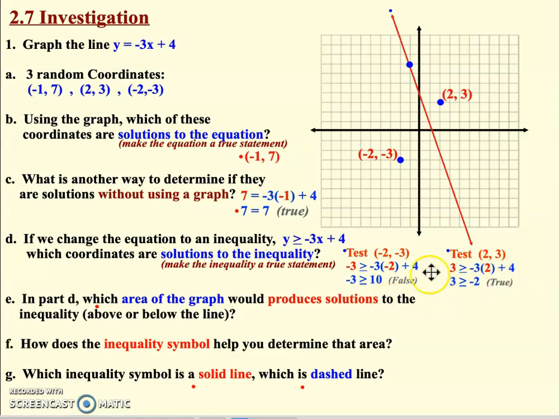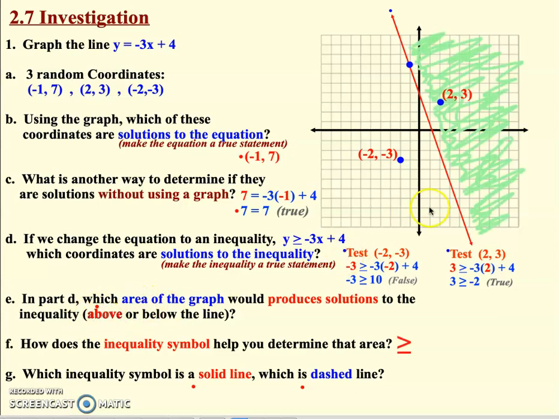Now, the question really then is, is this the only one, or is there a bunch? Well, this is like a test point. So this is like saying false, true. The true part of the problem will actually cover all possibilities over here. So we can now say which area of the graph produced the solution. It's not a single point, it's actually any coordinate in this area, because they all would satisfy the inequality just like 2, 3 did. So when we're doing an inequality, it's not just about a single coordinate, it's about a whole collection of points. There's an infinite number of points sitting here that would all work in this inequality.